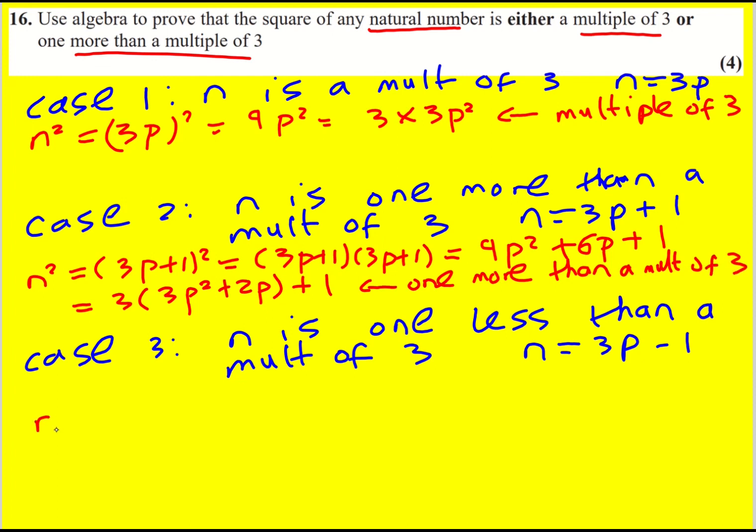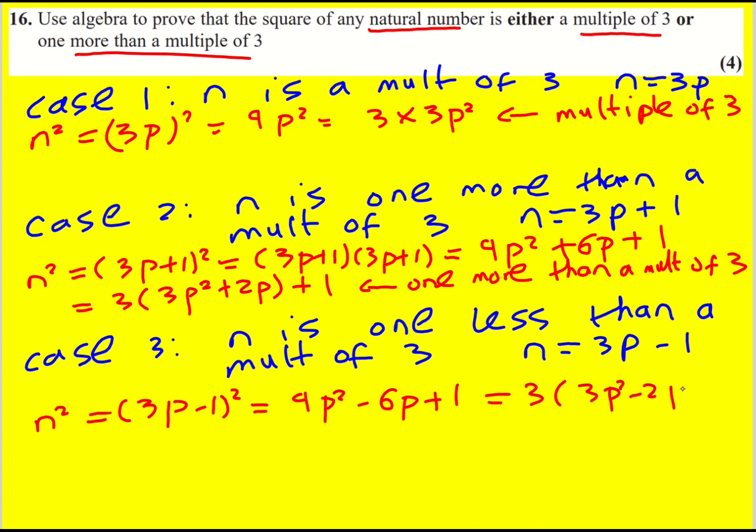That just leaves us with the very final one. So n squared is 3p minus 1 squared. We get almost the same answer, but it's 9p squared minus 6p plus 1. Which again is 1 more than a multiple of 3.